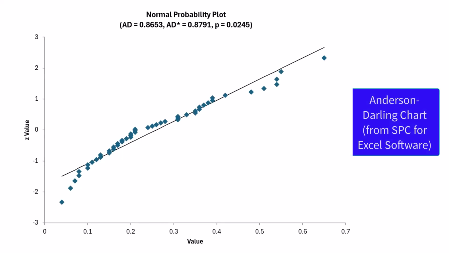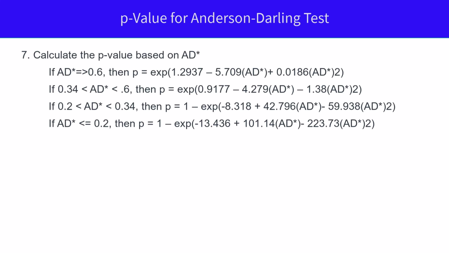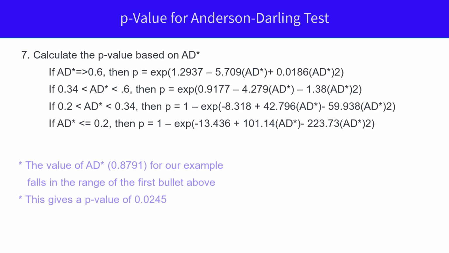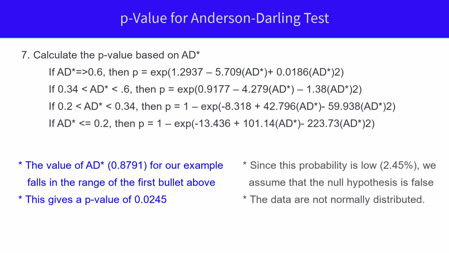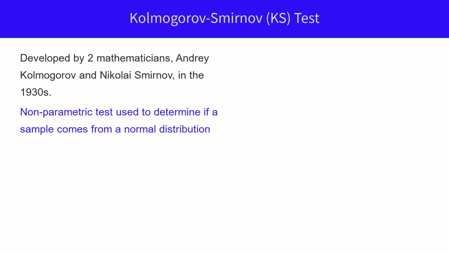So here's a probability plot with an Anderson-Darling statistic from the SPC for Excel software. AD is 0.8653, AD star is 0.8791, and the p-value is 0.0245. Now we calculate that p-value based on the value of AD star. The value of AD star in our example is 0.8791. That falls into the range of the first bullet, gives a p-value of 0.0245. And since that's low, we assume that the null hypothesis is false.